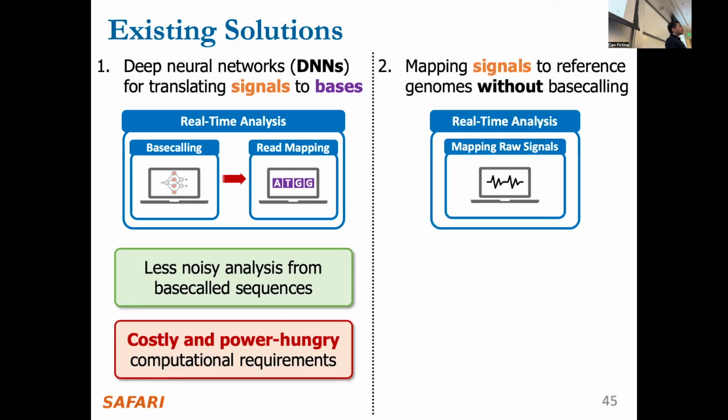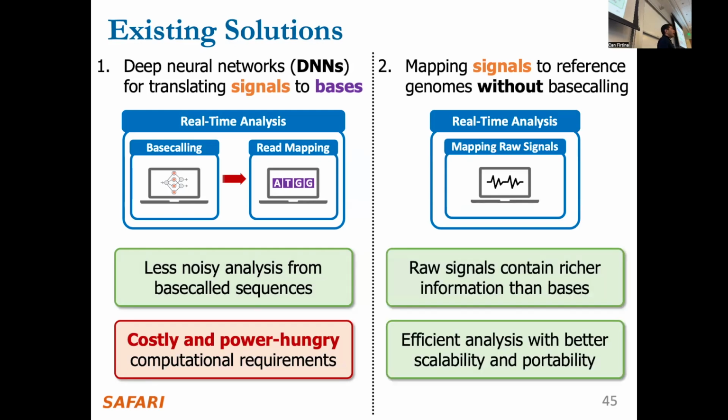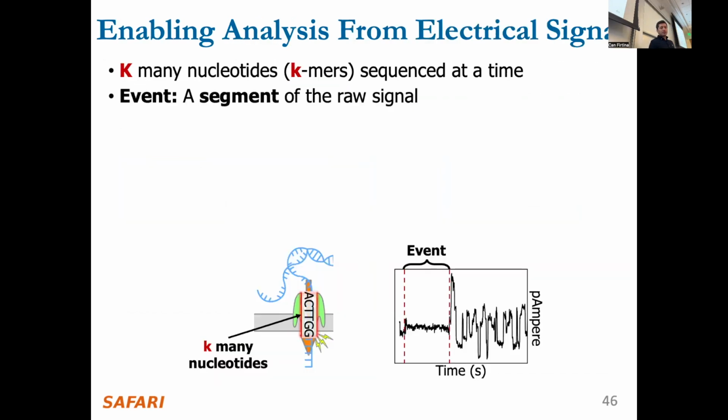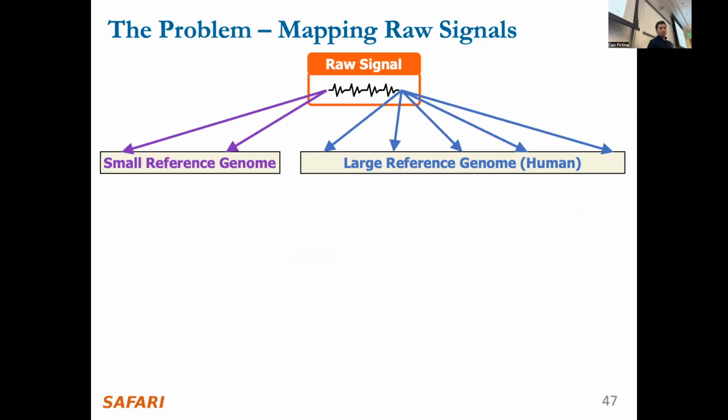The second approach is mapping signals to the reference genomes without base calling them. And this is beneficial for 2 reasons. Raw signals contain richer information than just bases. You can infer the methylation information, for example, directly from raw signals. And it also provides efficient analysis with better scalability and portability. So I'll skip this slide because I already covered this one.